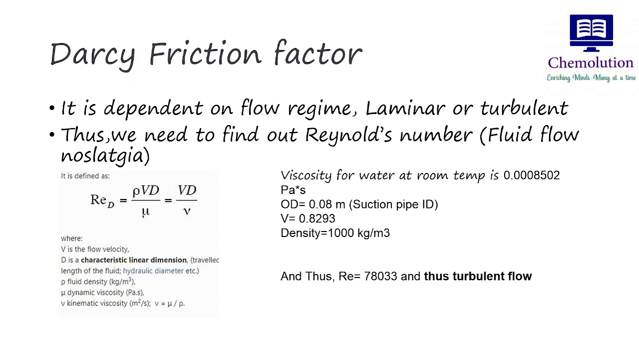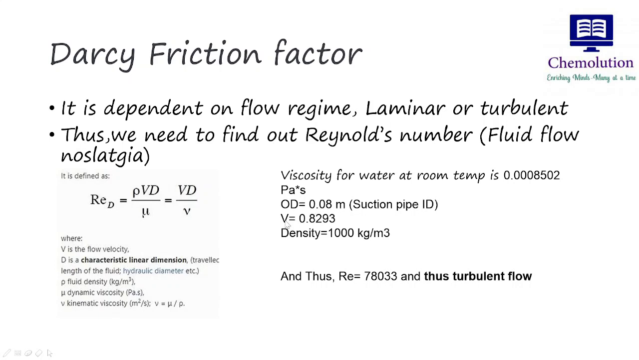Now this is taking us to fluid mechanics or fluid flow calculations, maybe from the second year in chemical engineering, wherein we will find out the Reynolds number, which is d u rho by mu, wherein d is pipe diameter, u or v is velocity, rho is density, and mu is dynamic viscosity. So viscosity of water at room temperature is this much Pascal second. The diameter, it is for the suction piping, if you remember. So this is 0.08 meter.